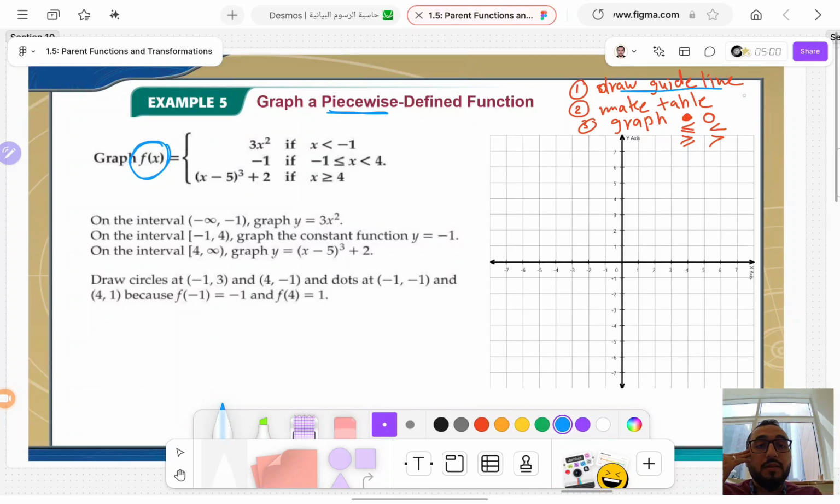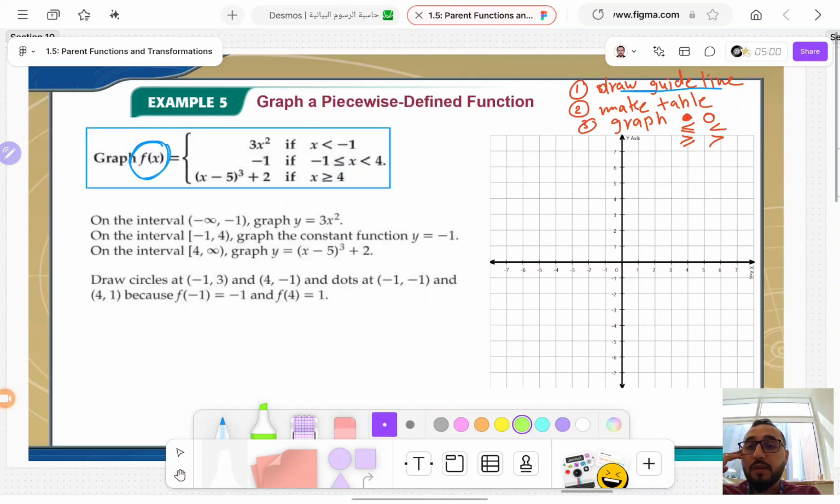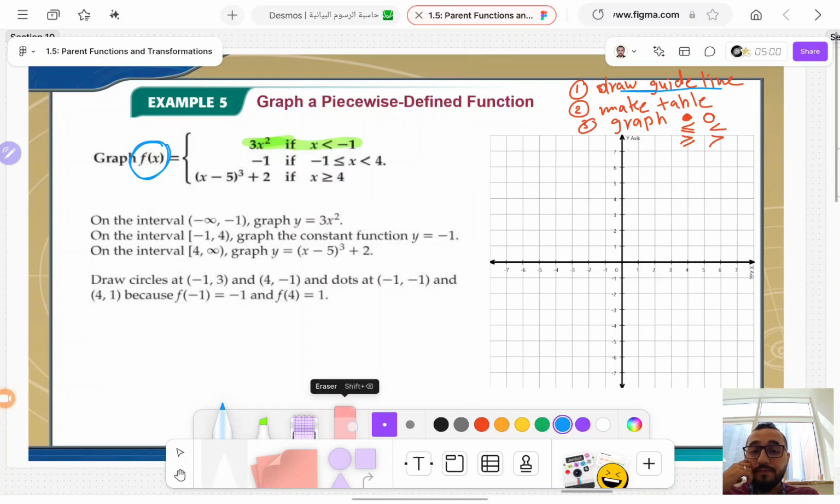How do you get the guideline? The guideline, you can get it from the interval. Interval is always given in the question for every function. So as you can see here, the first function is on the interval x less than -1. So now the first guideline is x less than -1. So what is -1 here? So this one should be the first guideline at -1.